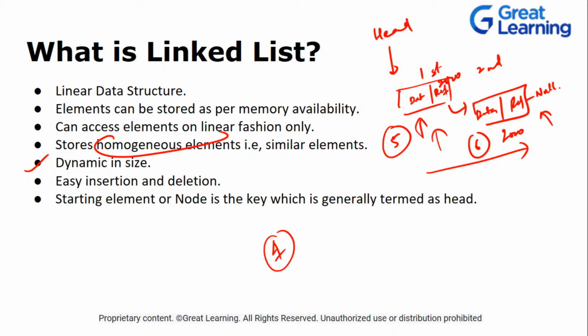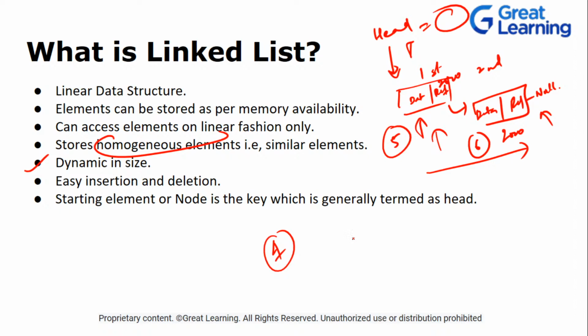Okay, sir, is the first node a head node, or do we have to create a new head node separately for the linked list? No, what you do is you create this first node and you just store that reference in this head node. I will show you how. So the first node is your head node. You don't have to explicitly create a different node or a dummy node. Okay, so easy insertion and deletion.